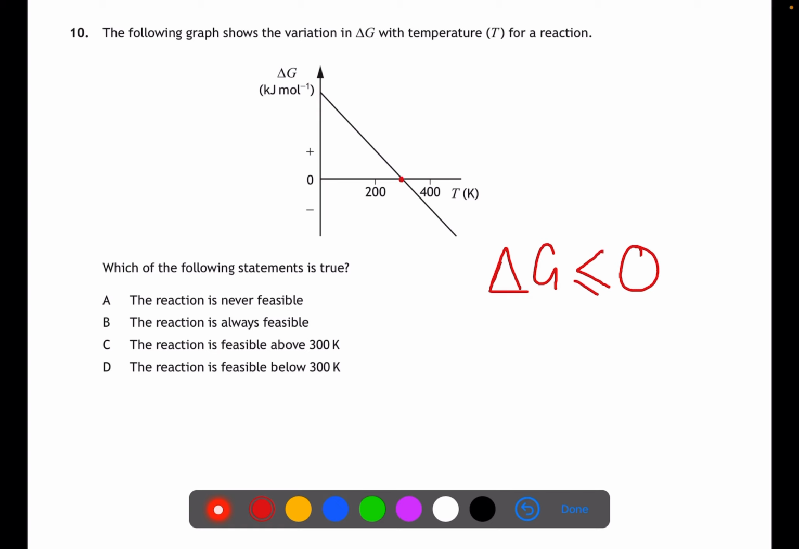So the line crosses at this point here, and anything below this line here is going to be feasible. This means that for all of the temperatures above this point, the reaction will be feasible. And this point is at 300 K. So the reaction is feasible above 300 Kelvin.